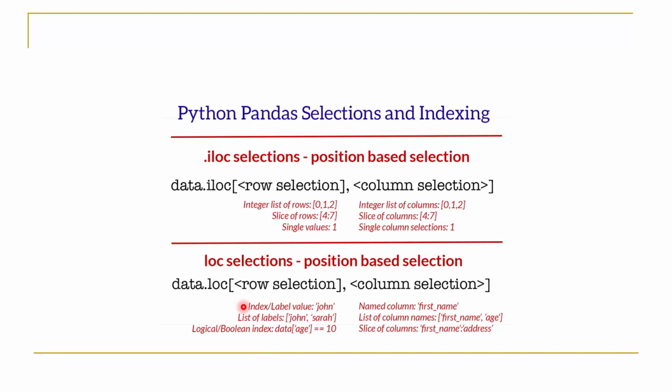We can also specify the rows on the basis of their values. For example, the row with the index value John, a list of labels like this, or we can specify any boolean operation, like select the data where age is equal to 10. But the most common way is to select rows and columns by specifying the numbers. We will discuss a lot of examples to make this point clear to you.